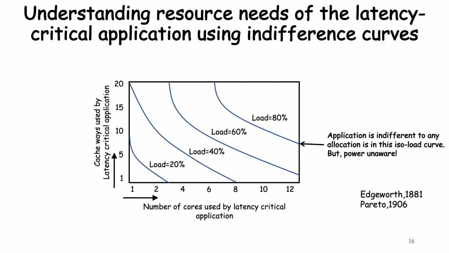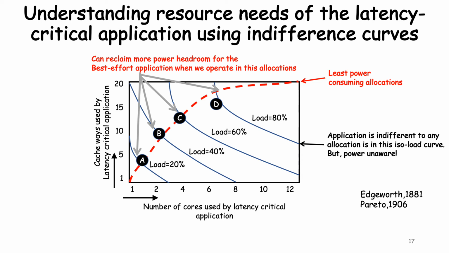Similarly, we have different indifference curves for other equivalent allocations to meet other iso-load conditions of 40% to 80%, as illustrated. However, the indifference curves are power agnostic. Of all the equivalent allocations identified by the indifference curves, the least power consuming allocations are shown using the dotted red lines. These intersect the indifference curves at allocations identified as A, B, C, and D. By operating the primary latency critical applications in these allocations, we can reclaim more power headroom for the best effort application.